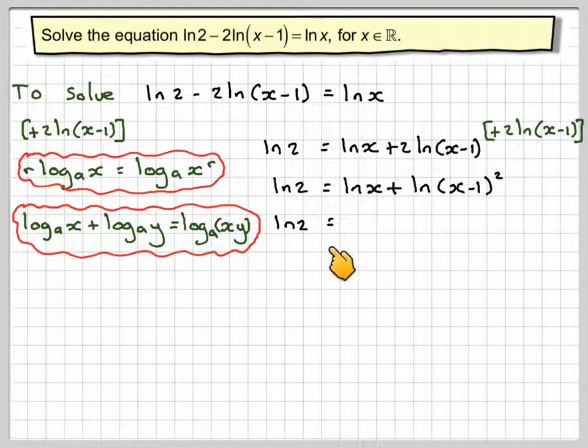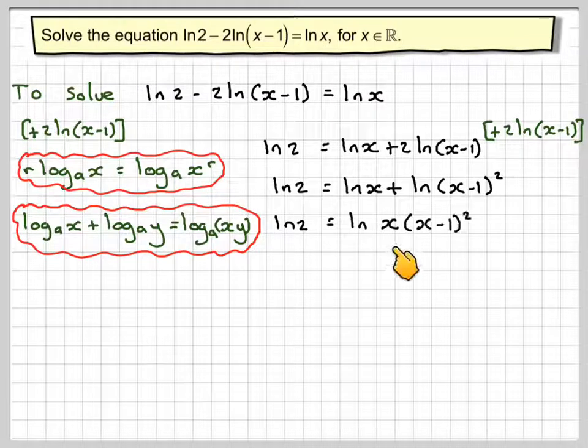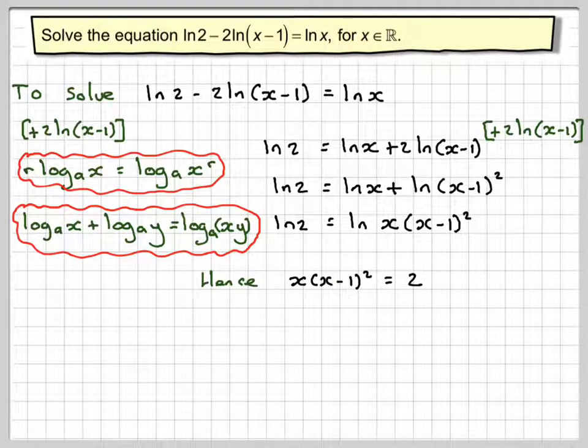So we're going to have that ln of 2 is going to be equal to ln of x times (x minus 1) squared. So now because we've got ln and this as a single logarithm, we can now say that 2 is equal to x times (x minus 1) squared. So therefore, x (x minus 1) squared will be equal to 2. And we now need to solve this.